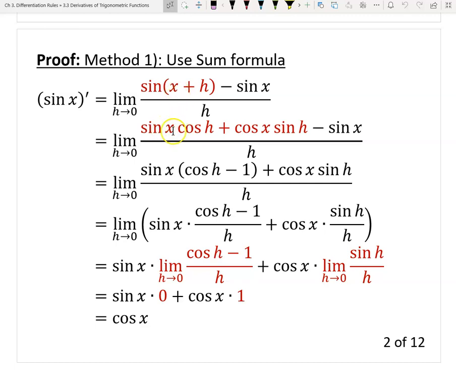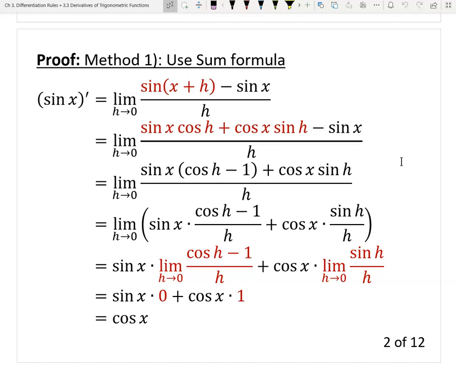So if I put it here, it is sine of the first angle x times cosine of the second, plus cosine of the first angle times sine of the second angle. Do you remember this? That's the formula. So we call it the sum formula. Let me write it down here.